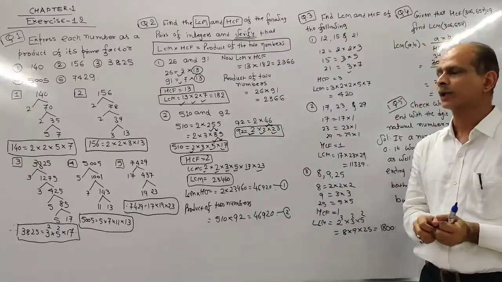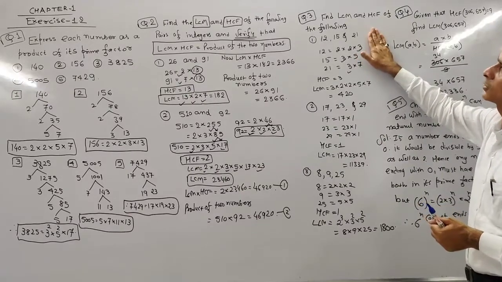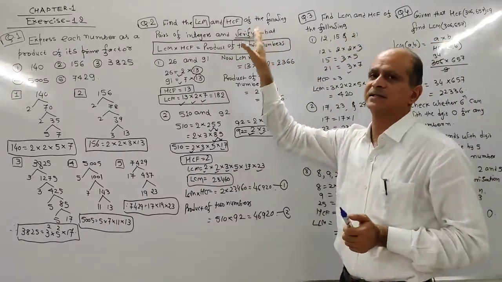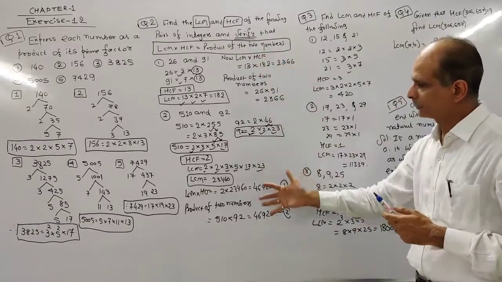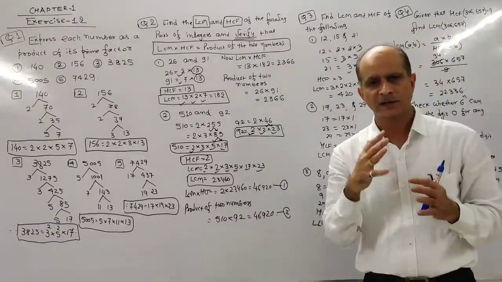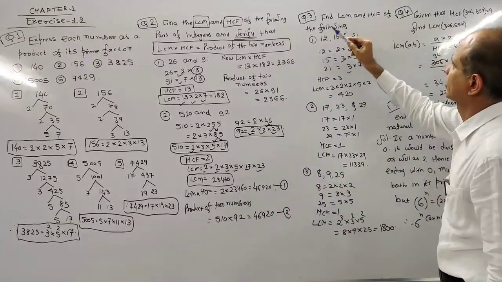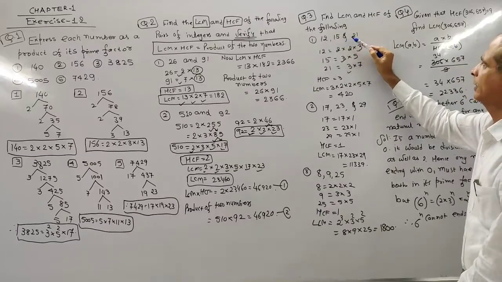Well, friends, let me start the third example. It is also on the basis of HCF and LCM. Here in this example, three numbers are given to you, and you have to find out HCF and LCM of the following: 12, 15, and 21.